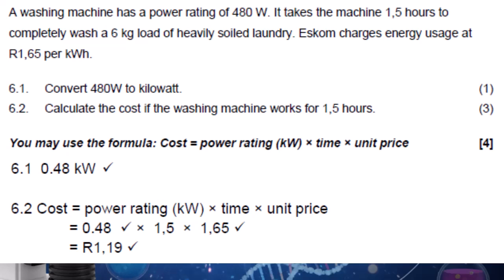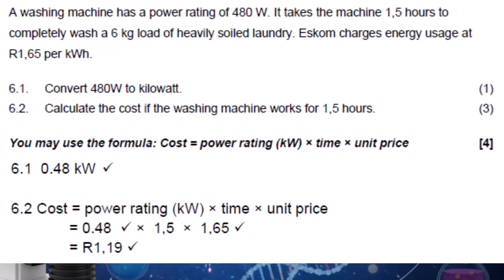Q6.1 is the first essential step. Yes, look at the cost unit. Rands per kilowatt hour. But the power is given in watts. You must convert. How do we convert watts to kilowatts? Divide by 1,000. Kilo means 1,000. So 480 watts divided by 1,000 gives you 0.48 kilowatts. Always do this first if the units don't match.